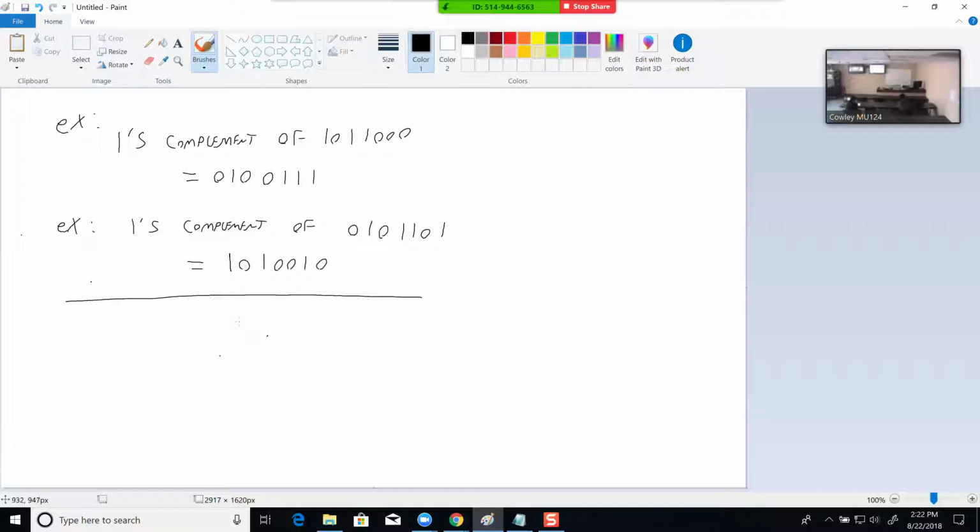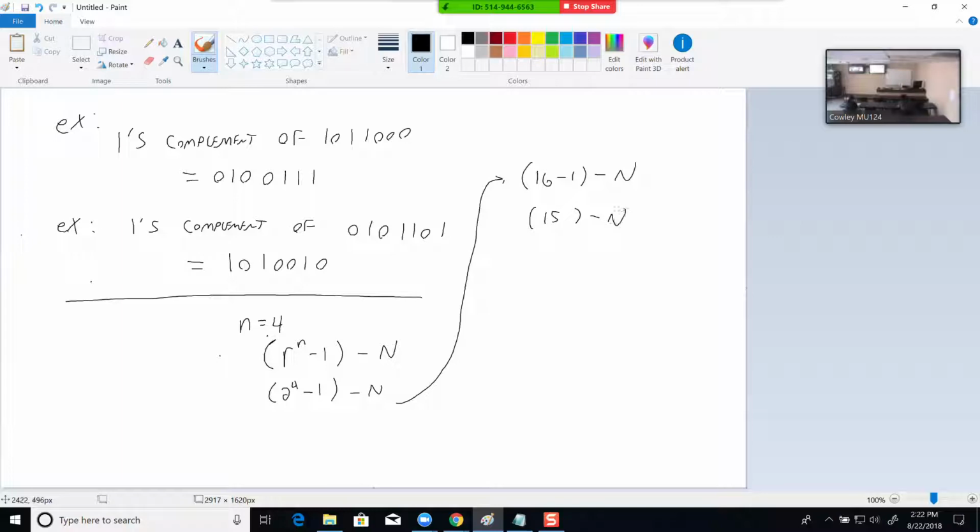Okay, so if our n is equal to 4, our formula is r to the n minus 1 minus big N. So if n is equal to 4 and our base is 2, we're going to have 2 to the 4th minus 1 minus big N. 2 to the 4th is 16 minus 1 minus big N. This would be 15 minus big N. But 15 is in decimal, isn't it? So that's base 10. If I think about what the binary version would be, this is 2 to the 0, so that's 1. 2 to the first, 2, 4, 8. The next one would be 16, wouldn't it?